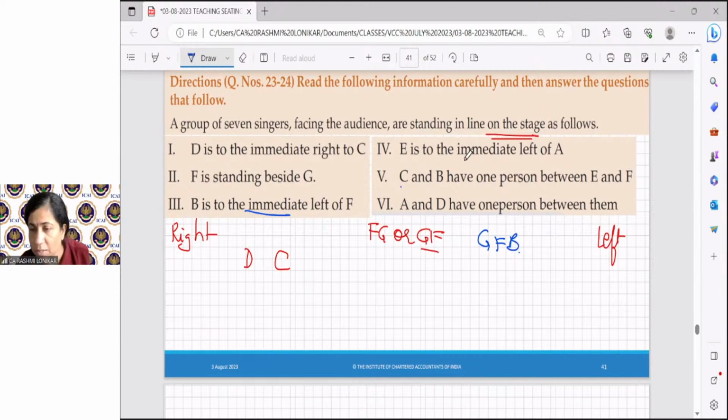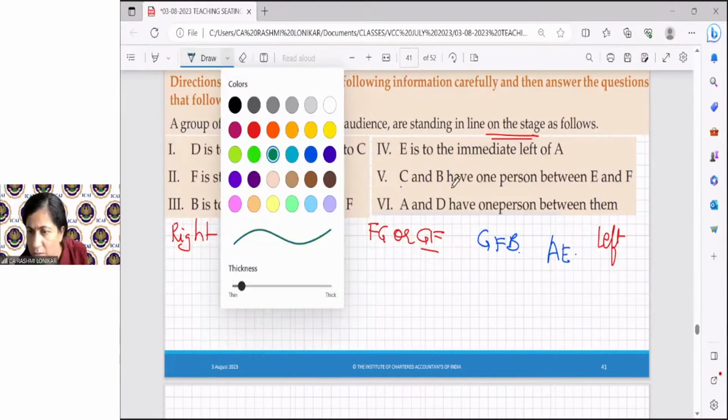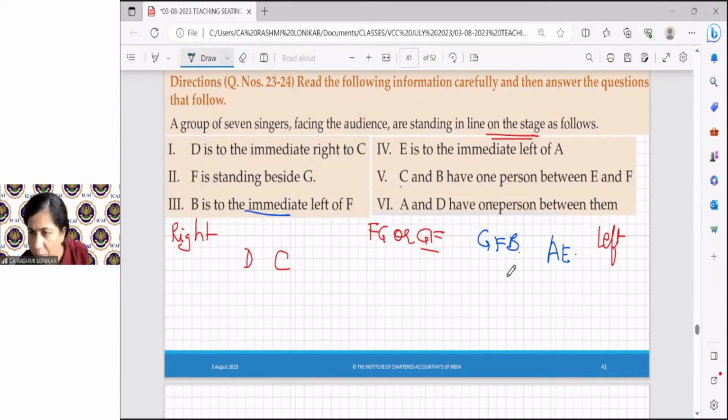E is to the immediate left of A. So A, E. Then C and B have one person between them, and E and F have one person between them.